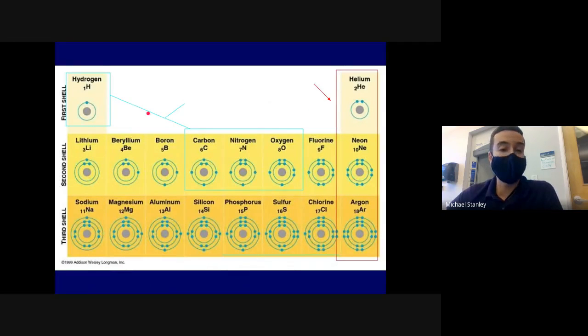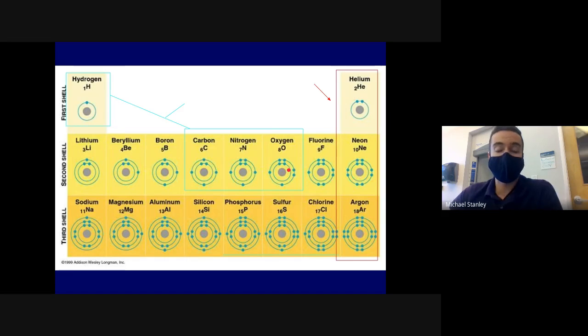So here's another way of looking at some of those atoms. These were the ones that we were just looking at over here. Carbon wants to gain 4 electrons, nitrogen wants to gain 3, oxygen wants to gain 2.